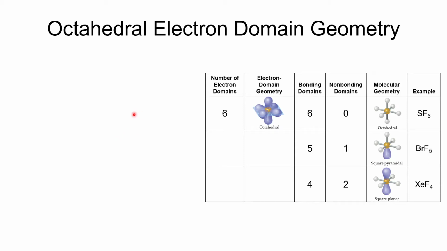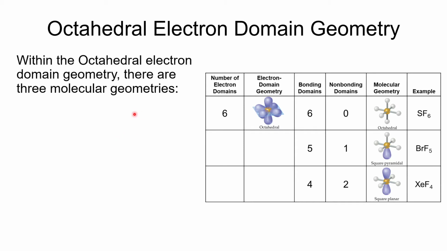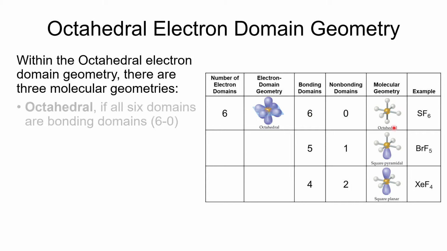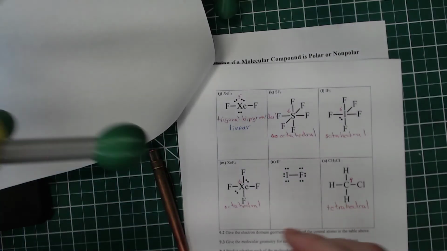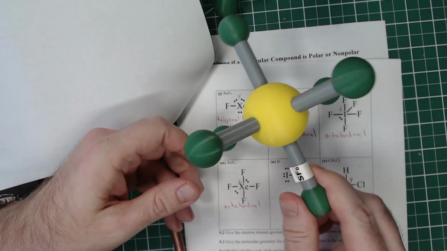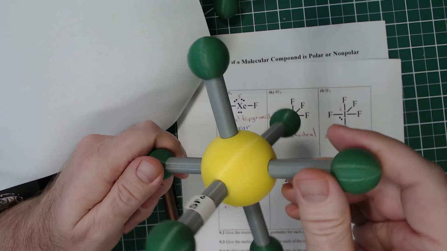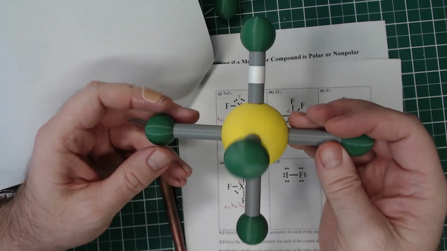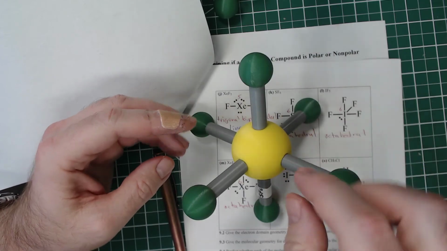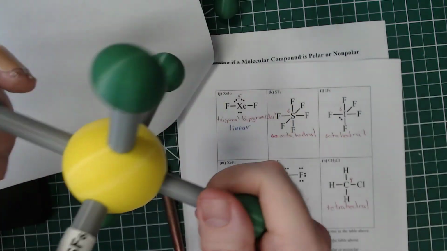All right, so now we're going to look at the octahedral electron domain geometry. We'll find that there are 3 molecular geometries. Not surprising, if there are no lone pairs, the first one's going to have the same name. So octahedral, if all 6 domains are bonding domains, then that is the octahedral. And I'll show you what that one looks like. So here is sulfur hexafluoride, and you'll see that the angles between any two adjacent ones always comes out to 90 degrees no matter which direction you look at it. So that is our sulfur hexafluoride. Pretty cool there.